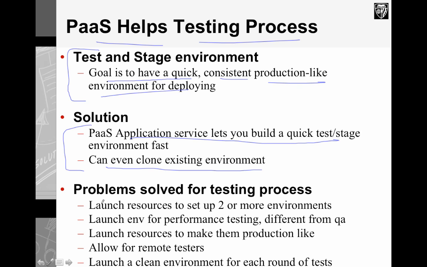What that means is there are several problems that get solved for testing. You can launch resources to set up 2 or more environments. So you may be testing 2 different versions of the software. You may want to launch an environment for performance testing, which may be different from QA. You may want to launch resources to make them production-like. You may want to allow for remote resources to come in. Inter-system testing can be done. The idea here is that you can do so much because now you can launch environments on the fly. And finally, you can launch a clean environment. You can shut down the environment and restart a clean environment, run your round of tests, and then shut down the environment.